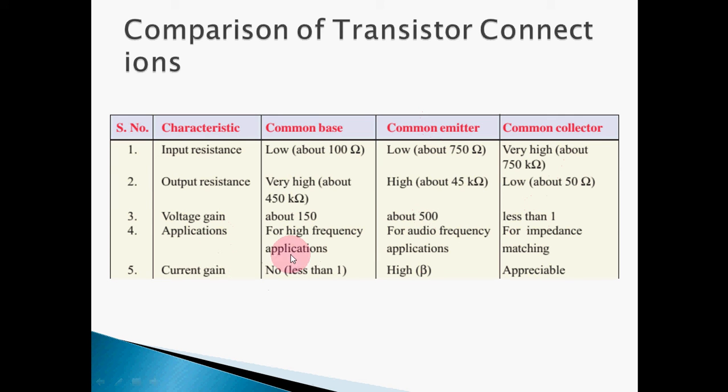And for current gain, for common base there is no current gain, because we know that alpha has a practical range of 0.9 to 0.99, that means less than 1. That's why there is no current gain. For common emitter we know that the practical value of beta is up to 200, so that is very high. And for common collector it is appreciable, that means 1 to 5, this is the value.